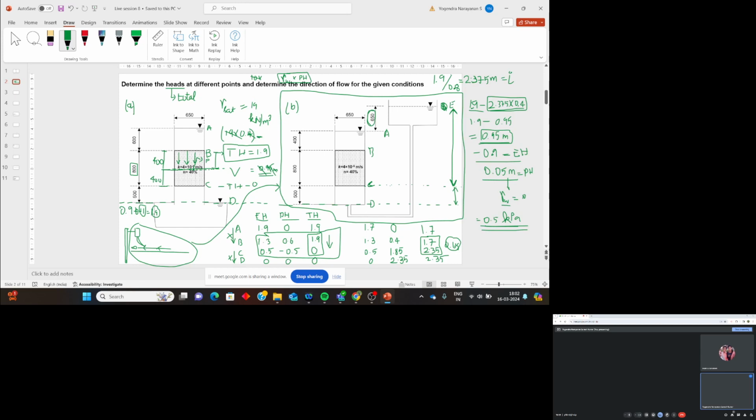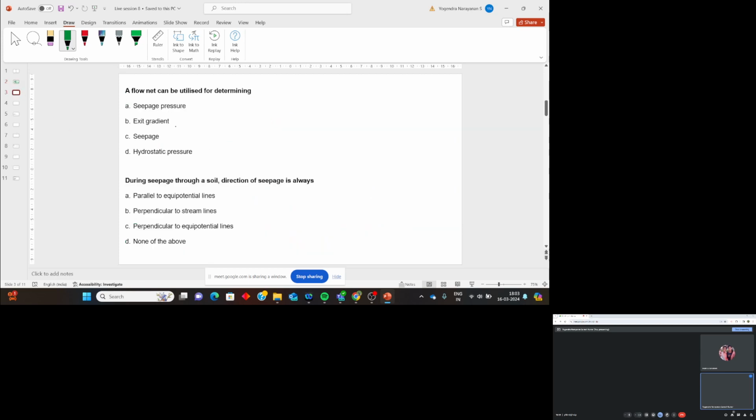Always remember, pore water pressure is always unit weight of water into pressure head. I think I explained why you cannot directly multiply the height of the water column. Are you clear now? Yes, sir. Okay.